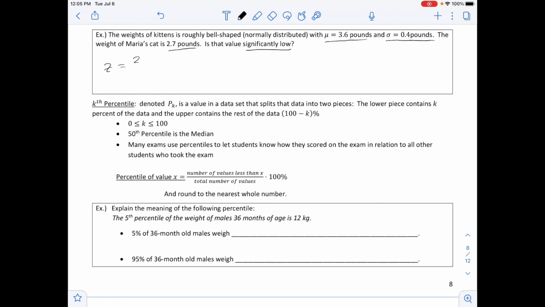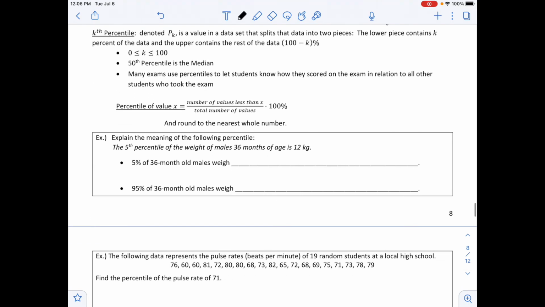So our z-score here: Maria's cat weighs 2.7 pounds, subtracting away the mean, which is 3.6 pounds, and dividing by our standard deviation, which is 0.4. I'm going to round this to 2 decimal places. When you do, you get -2.25. And so yes, this is smaller than -2. So yes, this weight is significantly low. And the reason why is because it is smaller than or equal to -2.